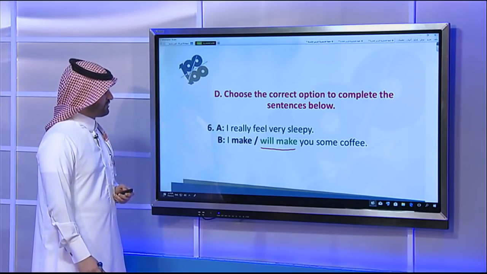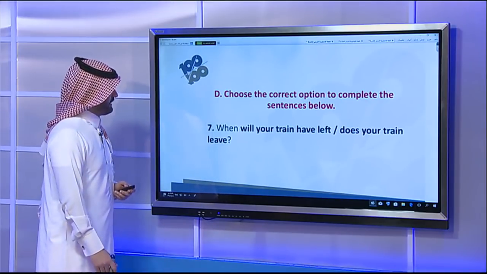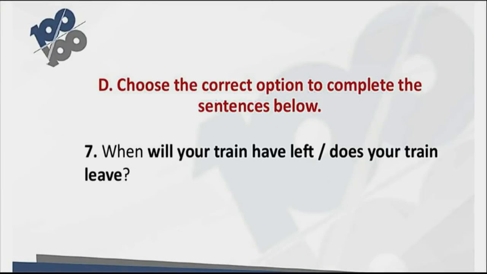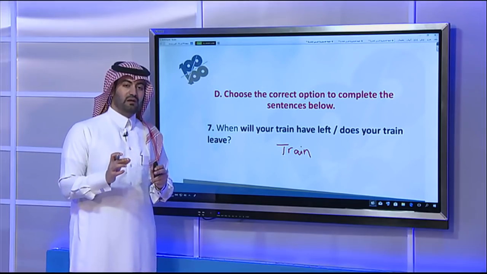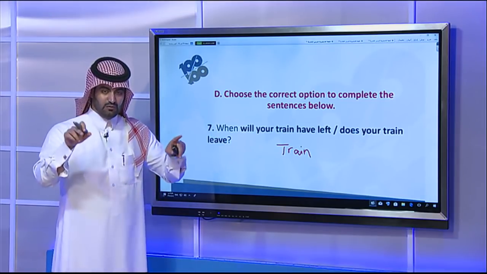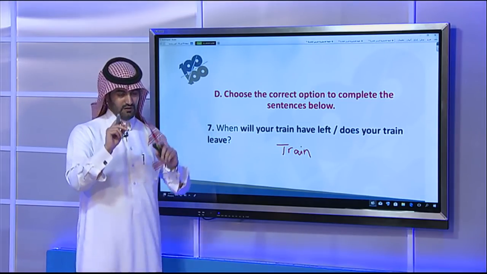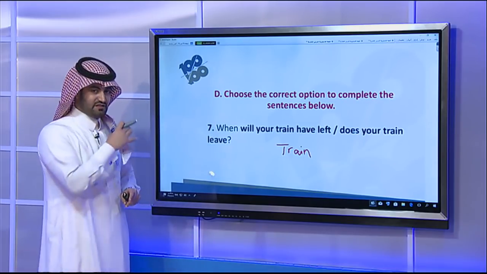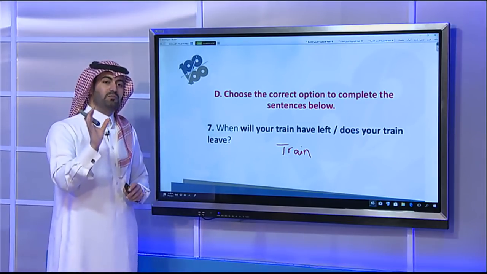I will make you some coffee. Okay, number seven. When will your train have left or when does your train leave? He's asking a question, asking about the train. So, when we talk about a train or bus or plane, we are talking about a schedule, timetable. And in this context, we usually use the present simple.